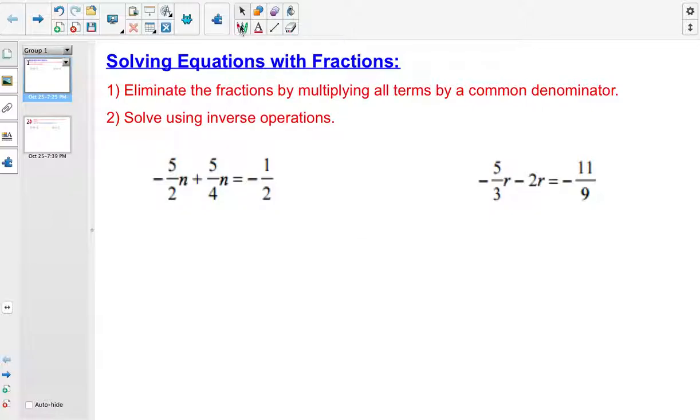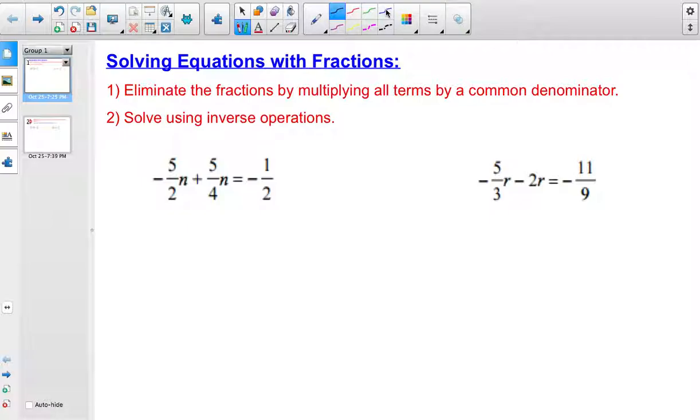Let's start with the first one. First, I would look at the denominators. And I have a 2, a 4, and a 2. I'm going to choose a common multiple of them. And so I'm going to choose to multiply the whole equation by 4 over 1, because I know 2, 4, and 2 can all multiply to be 4.